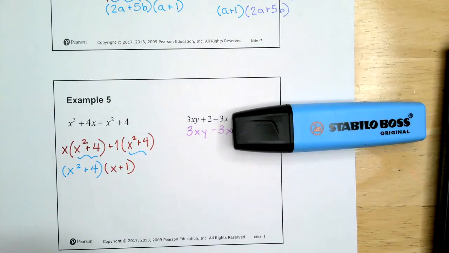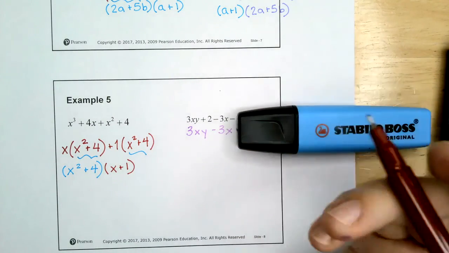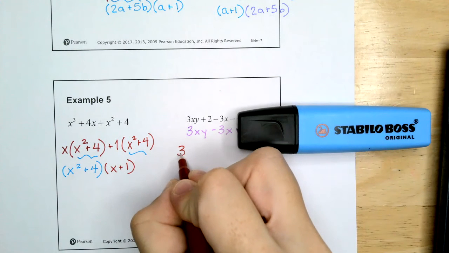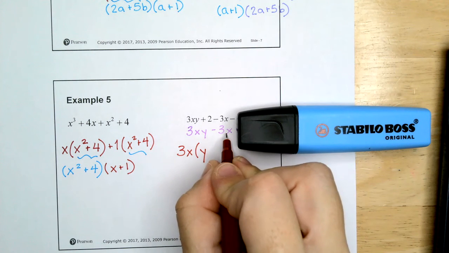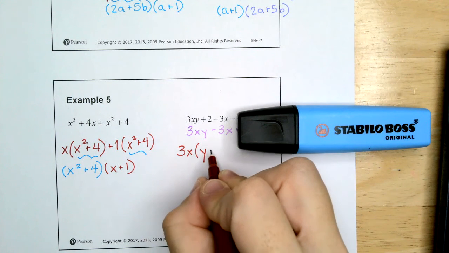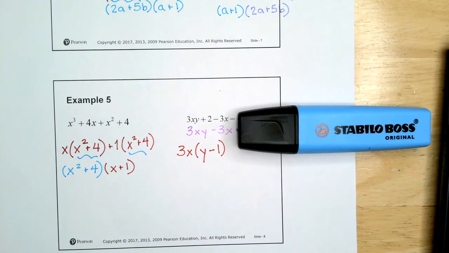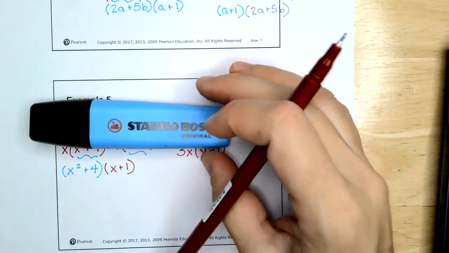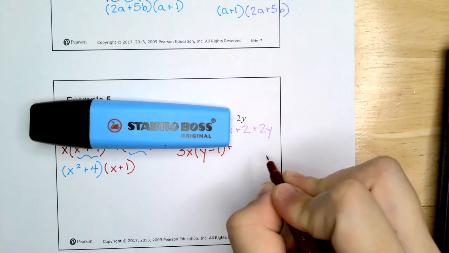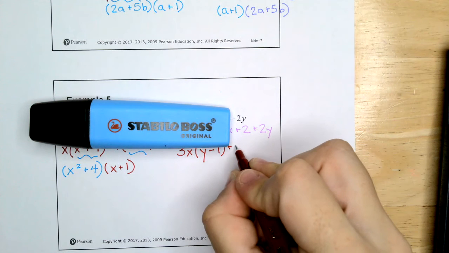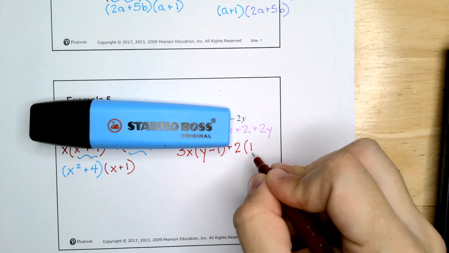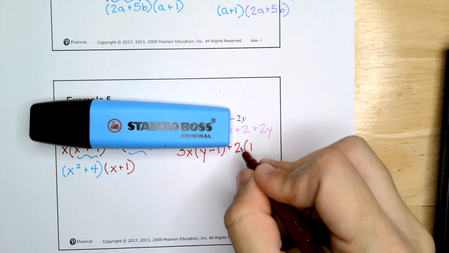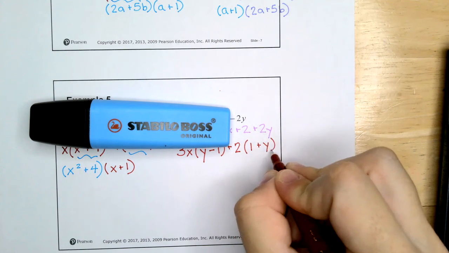All right, 3xy minus 3x. I can factor out a 3x. 3xy divided by 3x just gives me y. Negative 3x divided by 3x gives me minus 1. See that? Okay. Plus 2 plus 2y, so I need to add. The only thing I can factor is a 2. So now I have a 1 because 2 divided by 2 is 1. 2y divided by 2 is y.